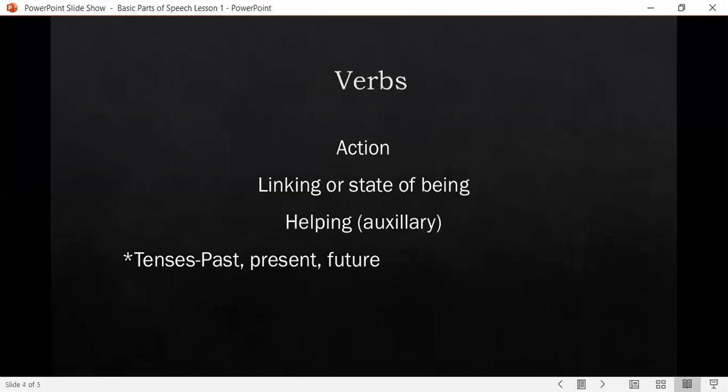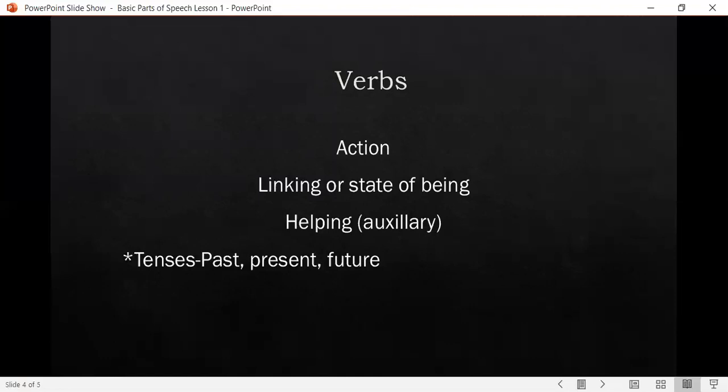Now, verbs we have 3 different types of. There's the action verb like running, walking, speaking, things that are happening right now. My dog, he likes to bark, so he would be barking. Those are things that are going on. Those are action verbs. Then you have linking or state of being verbs.